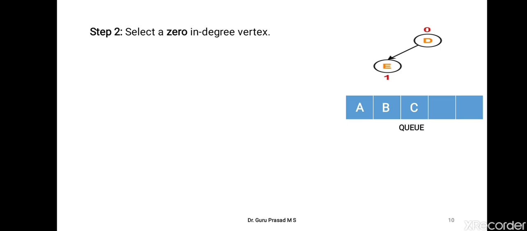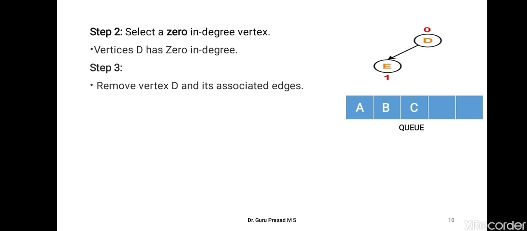Select a 0 in degree vertex. Vertex D has 0 in degree. Step 3. Remove vertex D and its associated edges.